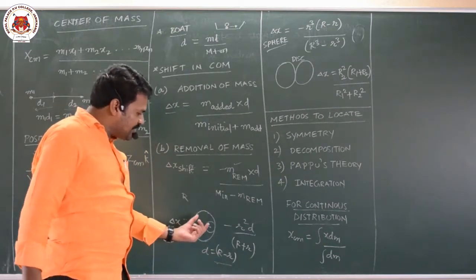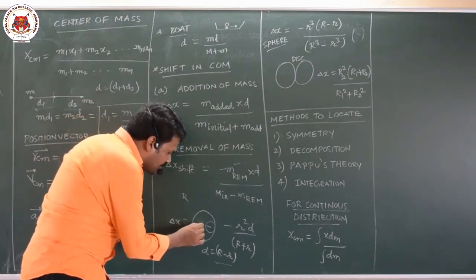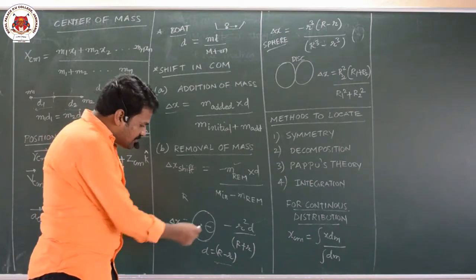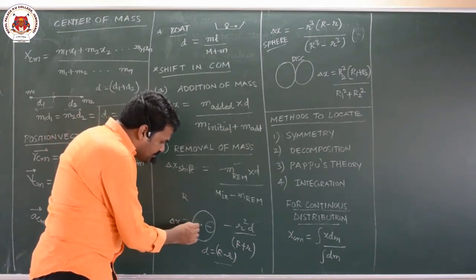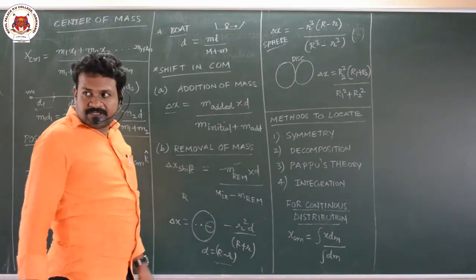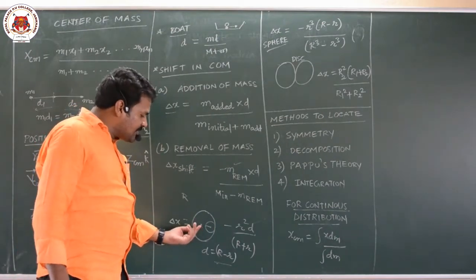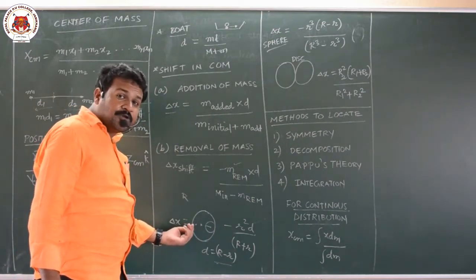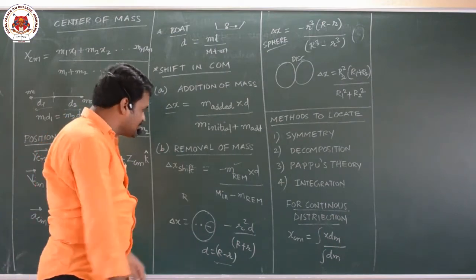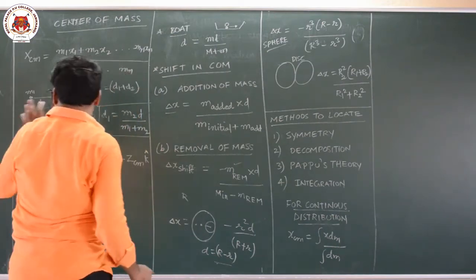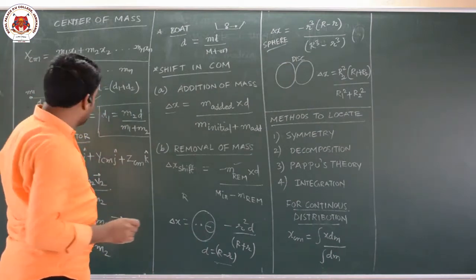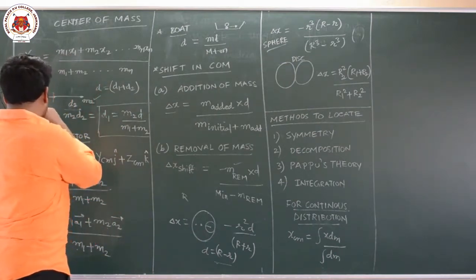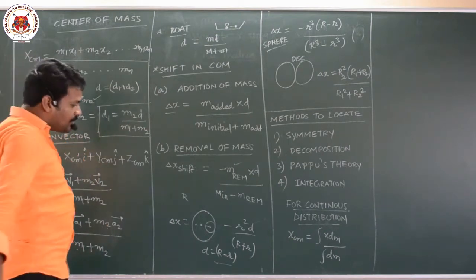The center of mass of the first disc will be here. When you are removing this disc, the center of mass shifts back. The center of mass will always move towards the side having more mass. Wherever more mass is there, suppose among m1 and m2, if m2 has more mass, the center of mass will be closer to m2. If m1 has more mass, the center of mass will be closer to m1.